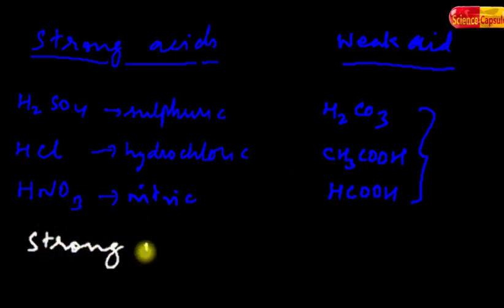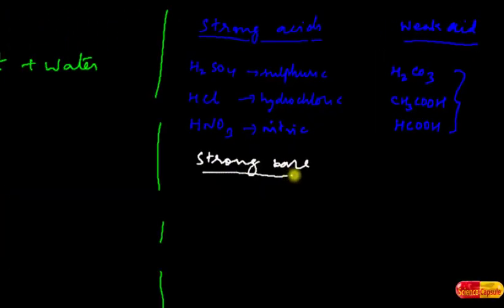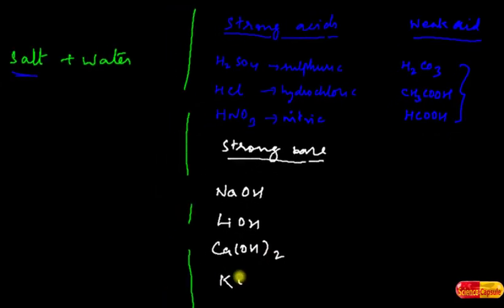When we talk about strong bases, here are some alkalis. NaOH, sodium hydroxide, is a strong base, lithium hydroxide is another strong base. Then calcium hydroxide is also a strong base. Then KOH, potassium hydroxide. All these are classified under strong bases.